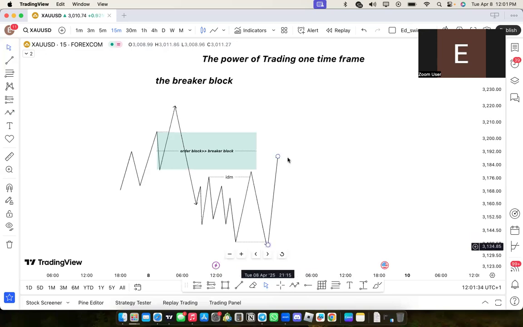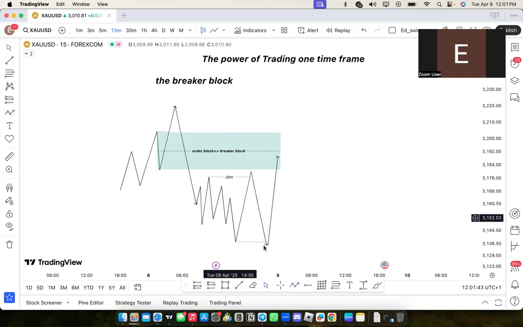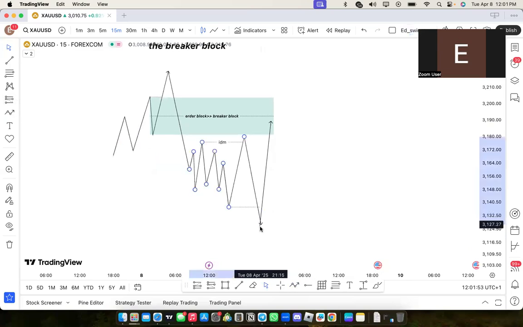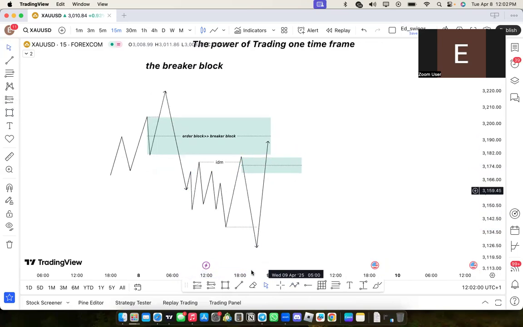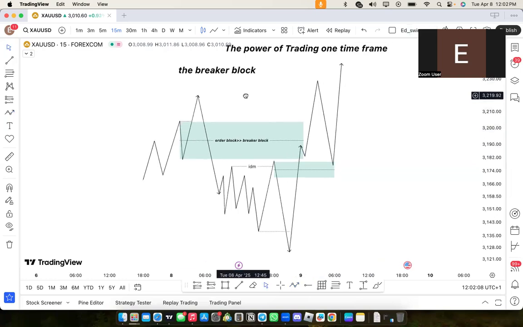And if price comes back here, I'm not expecting this breaker block to hold again. We may end up seeing a new breaker block form. So sorry, let me just keep that nice and clean. So we may end up seeing a new breaker block from here, right? And then we expect inducement to be formed, and then for price to come and then go. So this is just the whole concept.